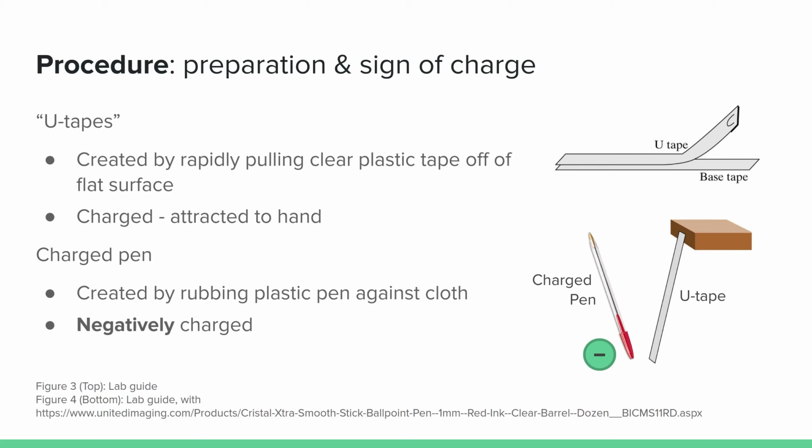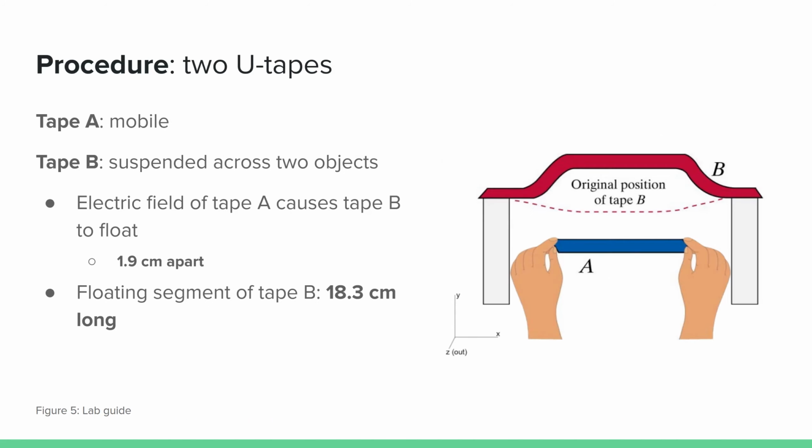Next, I negatively charged a plastic pen by rubbing it against a dry cloth and then moved it close to a piece of previously prepared U-tape. When I did this, the pen and the piece of tape were attracted to each other. Because we know that like charges repel and opposite charges attract, we're able to conclude that the U-tape has a positive charge.